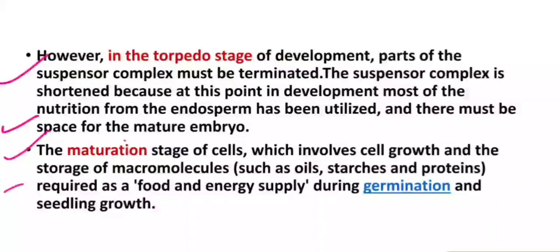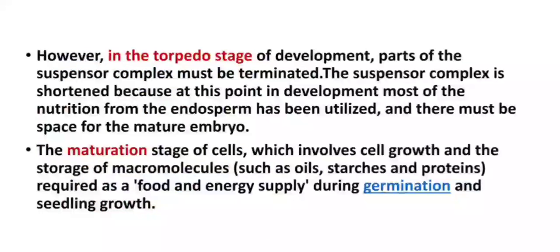Now, in the torpedo stage of the development, parts of the suspensor complex must be terminated. The suspensor will be shortened because at this point in the development, most of the nutrition from the endosperm has been utilized and there must be space for the mature embryo. Therefore, the maturation stage will start in which the cell growth will take place. The storage of macromolecules such as oil, starches and proteins, which are required as food and energy supply during germination, will take place and these result in seedling growth.